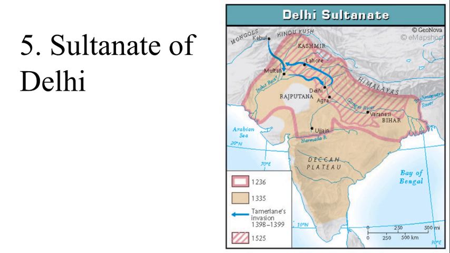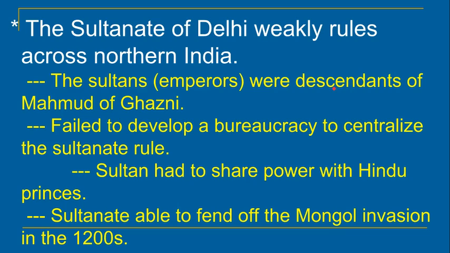But even though they control this large territory in northern India, they barely control it. And the fact is that they fail to develop a bureaucracy, which means that they don't have real centralized rule. And the Sultan needs to share his power with other princes. So even though the Sultan, his royal family and the upper class people were Muslims, they're in the minority group. They're not part of the majority.